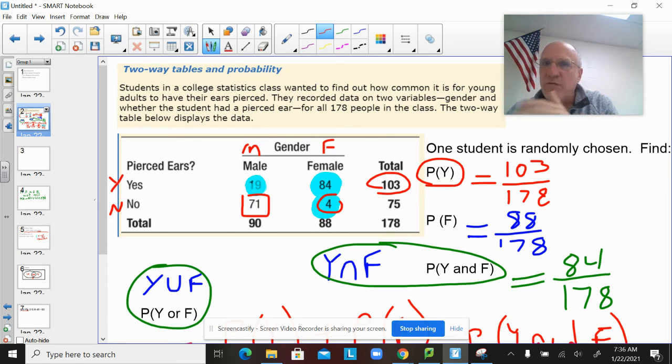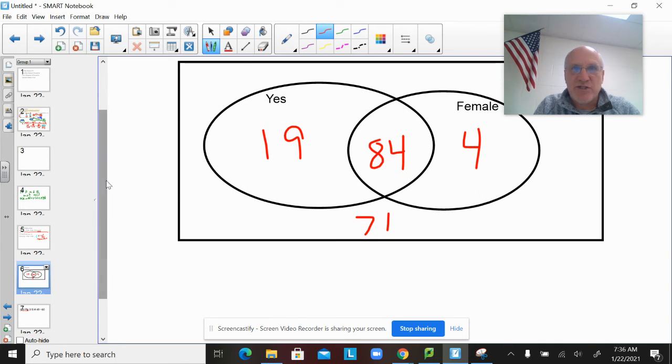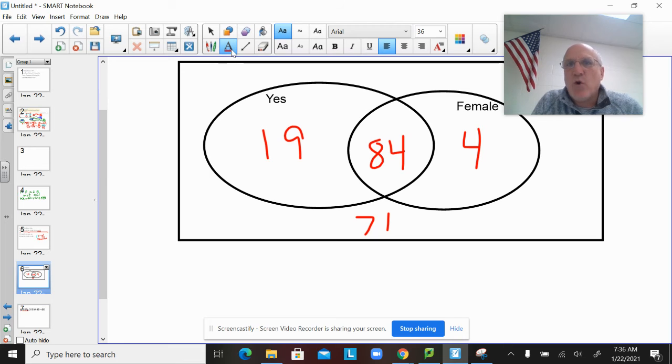I'm sorry, 71 and 4. Those four numbers still show up in the Venn diagram. Okay. So now from this Venn diagram, I can ask the same kinds of questions. Let me change up the questions here just to make it a little less repetitive.